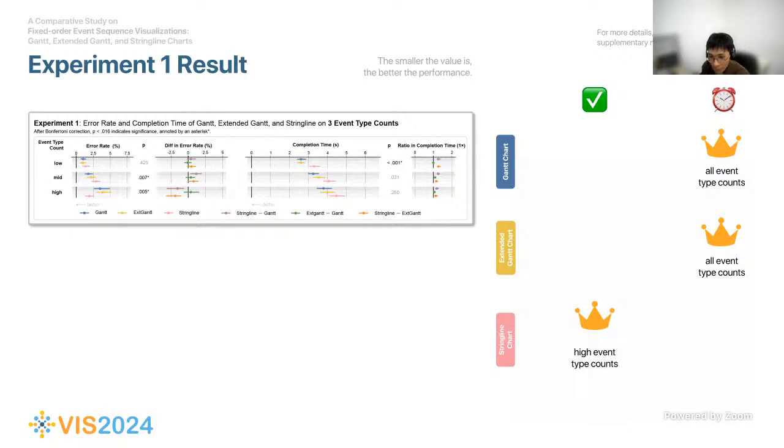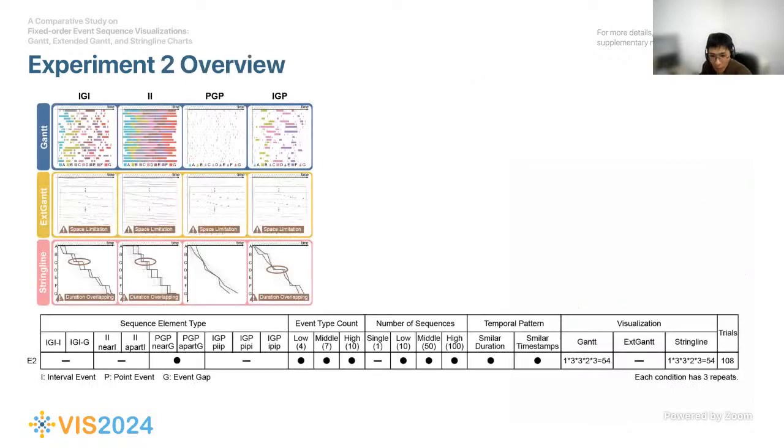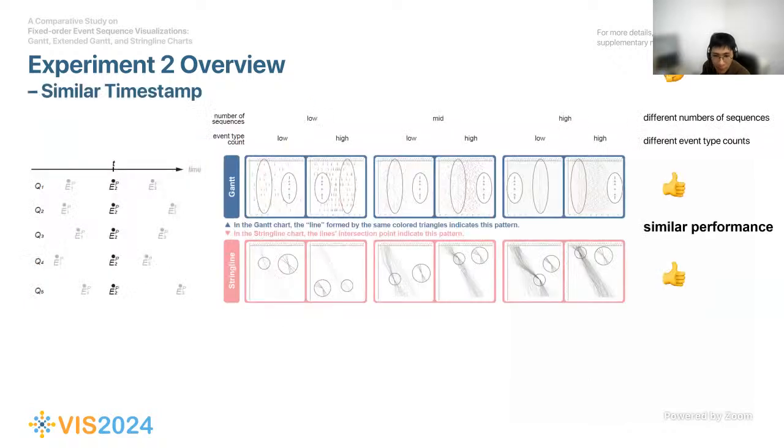In experiment 2, we turn to multiple sequences. However, using the fundamental encoding of these visualizations, there are some apparent flaws, so we exclude those conditions. For more details, also please refer to the paper. In finding similar timestamp patterns, we assume that the 2 charts exhibit similar performance because both charts have apparent visual cues. And the result is as follows: in most cases, Streamline performs better.